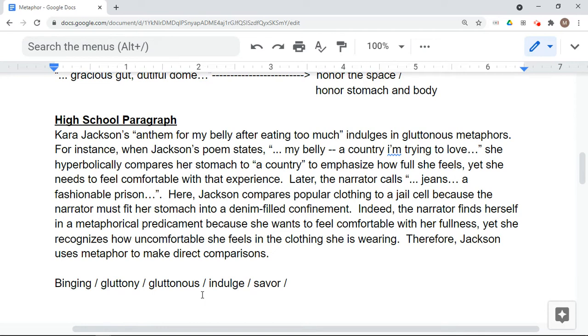And I'm still going to look up that word, denimus, and see if that's a go. Yeah, not really seeing anything on that. So I'm going to go ahead and get denimus out. I'm glad I took that out. Into a denim-filled confinement.